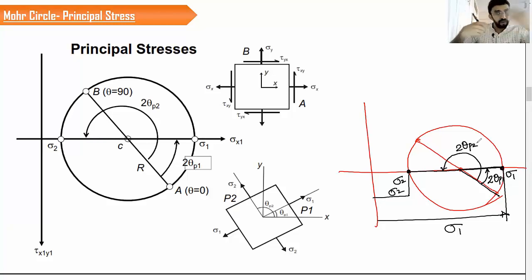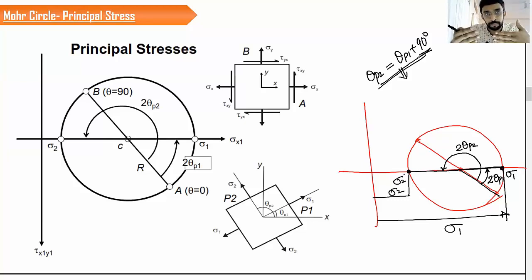If you recollect what we have learned in the previous class, I told you that theta p2 is equal to theta p1 plus 90 degree. But if we take this case in the Mohr circle, it has to be double the value. You check here, sigma 1 is here, sigma 2 is here. They are separated by 180 degree. In the actual system, it is separated by 90 degree. So for every angle, this doubling effect is there. So when you take a value out of the Mohr circle, you have to halve the value.